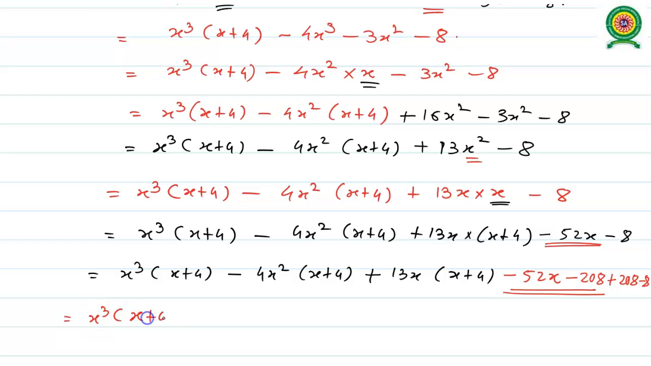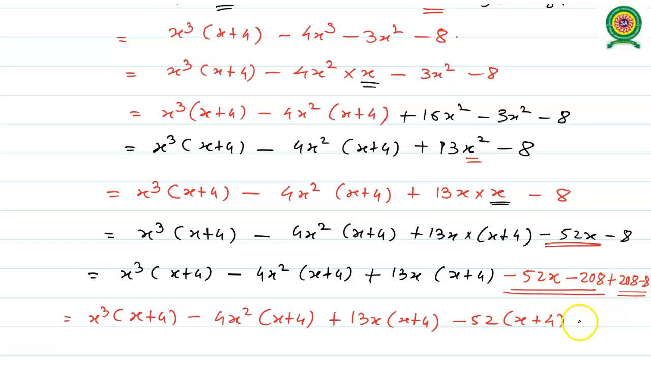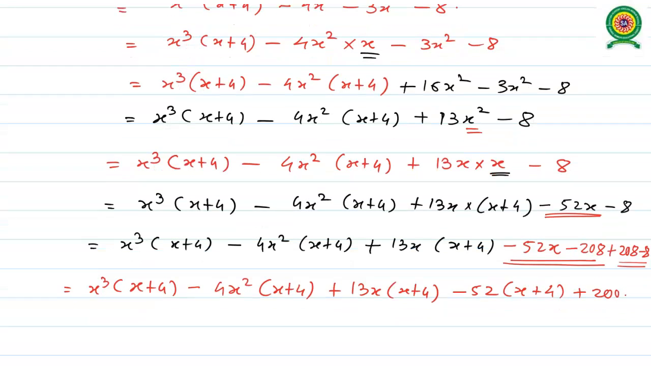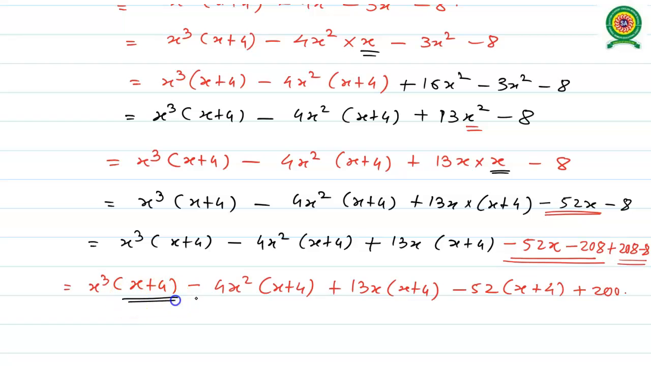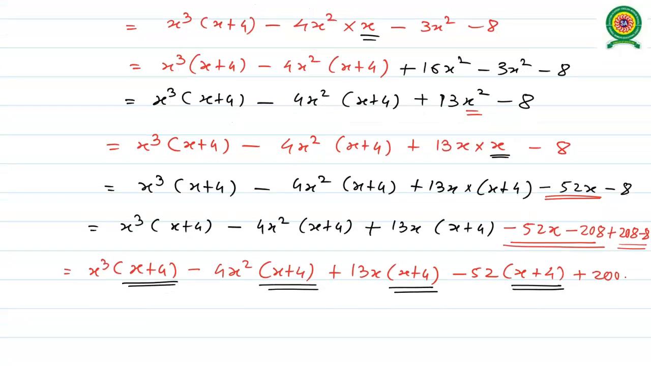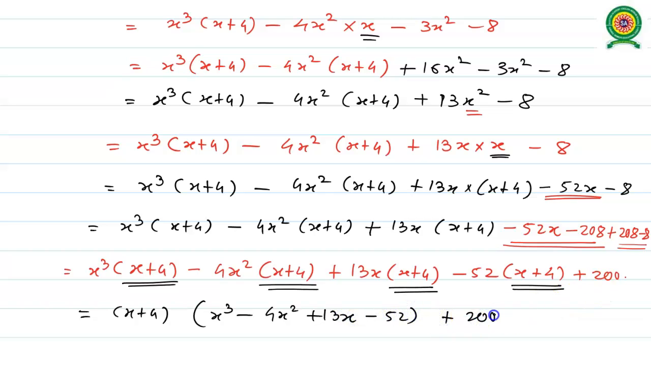We are writing x cube into x plus 4, minus 4x square into x plus 4, plus 13x into x plus 4. Now once we take minus 52 common, we remain with x plus 4; 52 fours we have 208. Now 208 minus 8, we get 200. Now look at the first term, we have x plus 4 in it, second term, third term and the fourth term, all terms have x plus 4. So let's take x plus 4 common, so that we remain with x cube minus 4x square plus 13x minus 52, and plus 200 remains as it is.